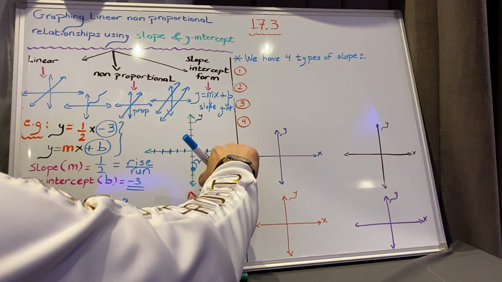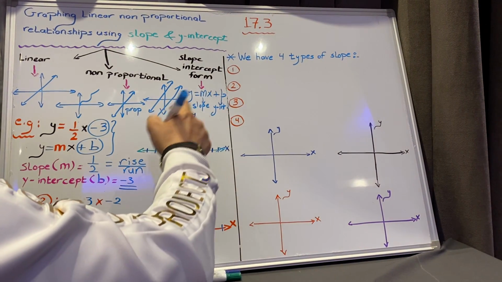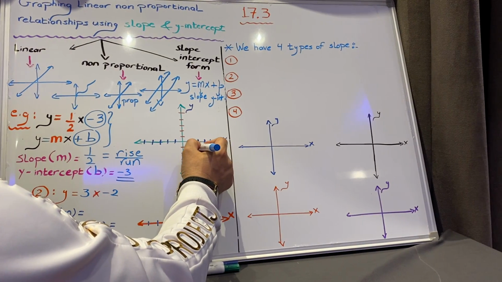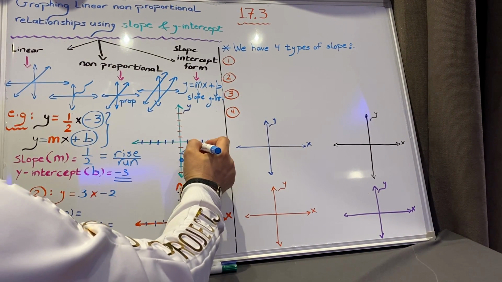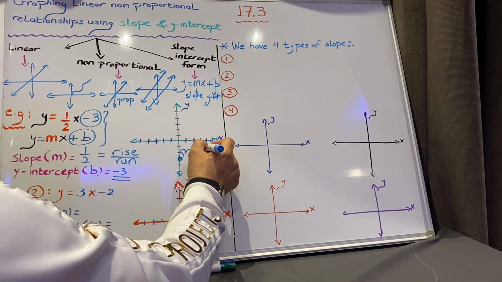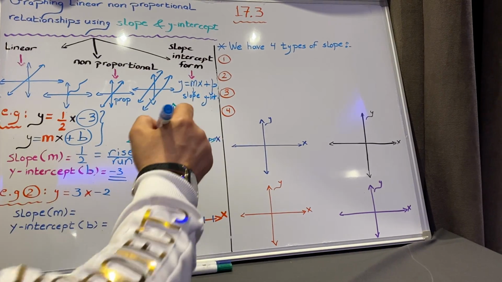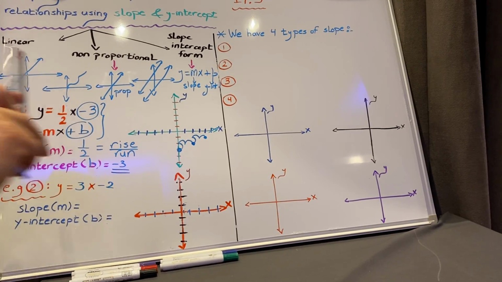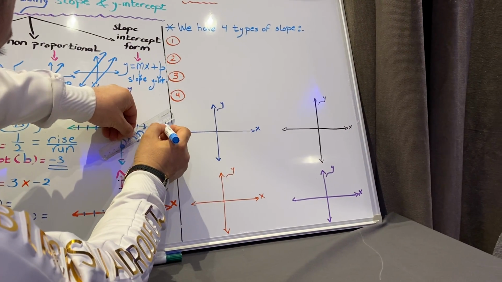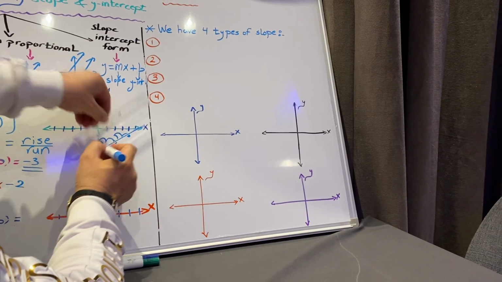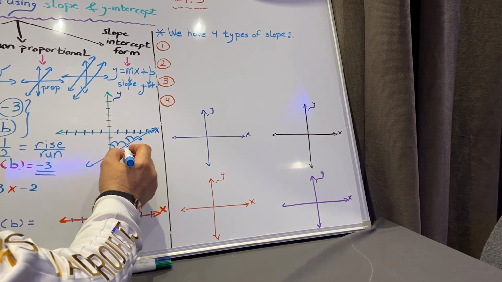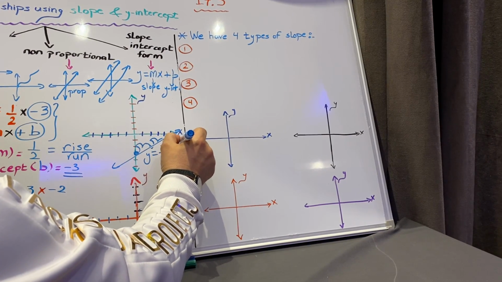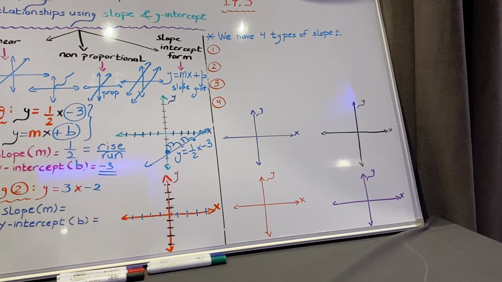We can graph a line with 2 points, but no problem, we can also take another point. You can rise 1 step. This is rise 1, and then run is 2. So 1 and 2. This is another point. So we can now graph the line. This is the line, guys. It is represented by y equals half x minus 3. This is the first example.